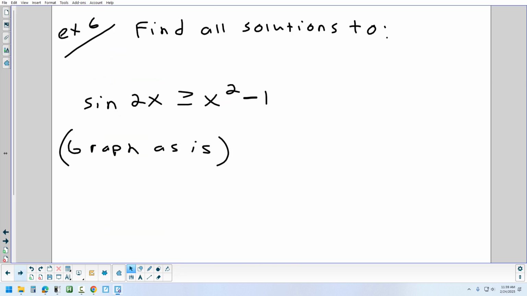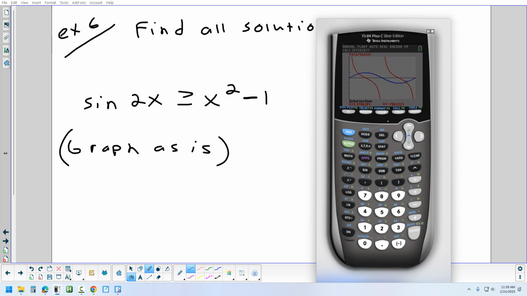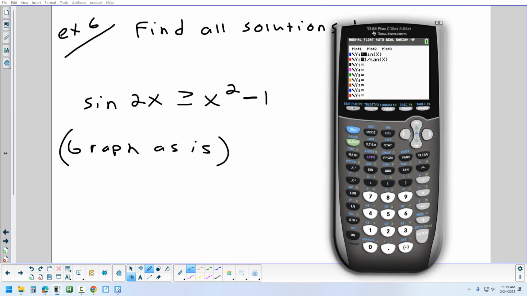All right, let's do this one, and this time I'm telling you to graph it as is. Okay, don't rearrange anything. So let's put this in. Let's do sine 2x and x squared minus 1. So I'm looking for where the trig function is equal or higher than what's on the right-hand side.